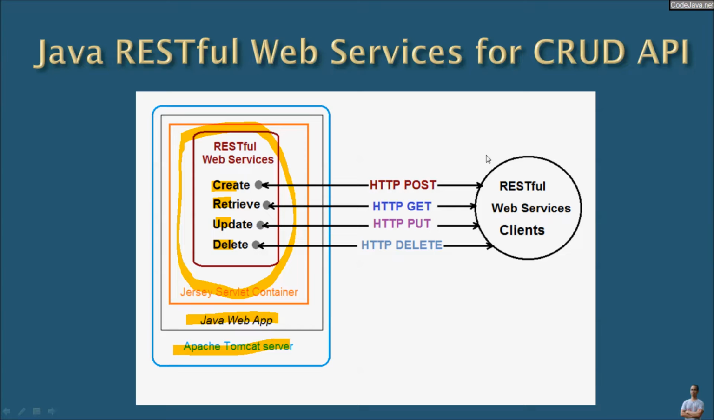And as you can see, a RESTful web service client can consume the RESTful CRUD API via HTTP methods, for example, HTTP POST for create operation, HTTP GET for retrieve operation, HTTP PUT for update operation, and HTTP DELETE method for delete operations.